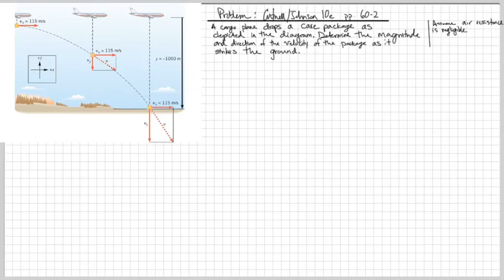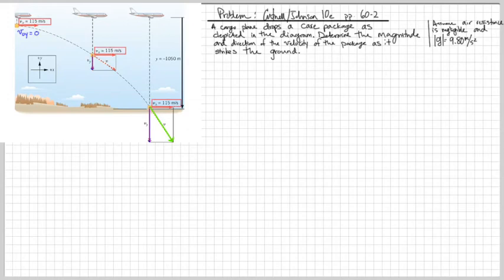As it falls, its velocity in the y direction increases. So here, as the problem depicts, a cargo plane drops a care package as depicted. Determine the magnitude and direction of the velocity of the package as it strikes the ground. Assume air resistance is negligible and g is 9.80 meters per second squared.